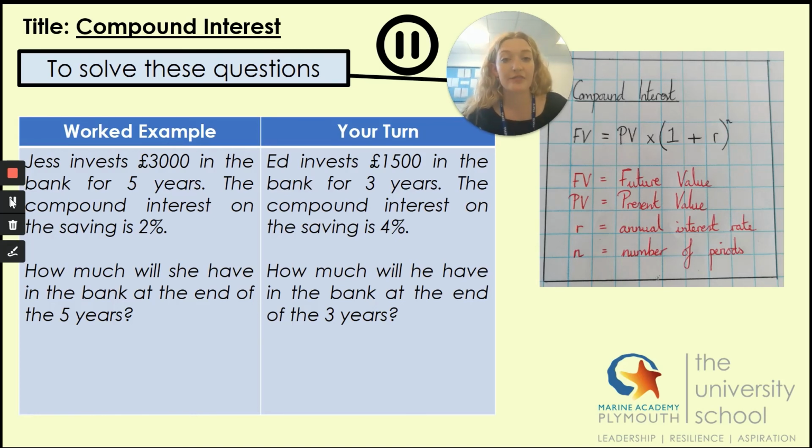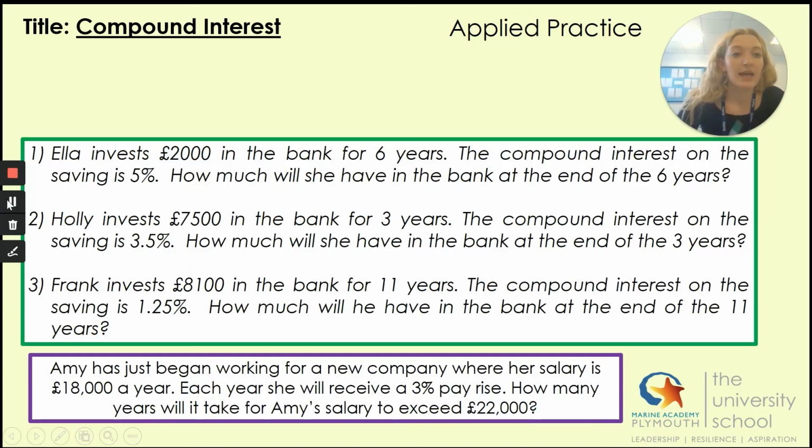Okay, and 3, 2, 1, pen drop, green pens up, and ticking your answer. He will have £1,687.30. Okay, if you need to go back and watch my modelled example again, do it now before we start practicing some more. Okay. Lovely. For those of you ready then, we're carrying on with some questions.